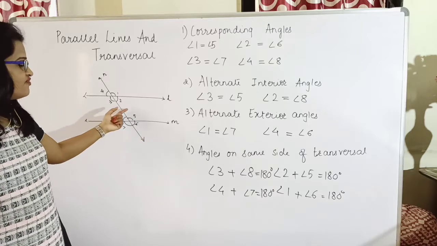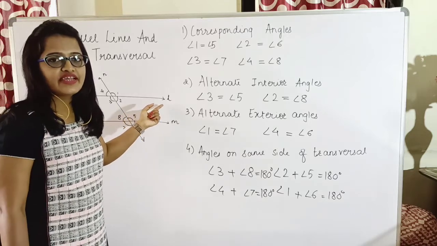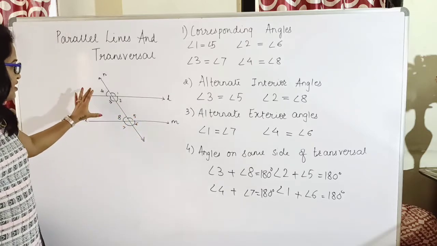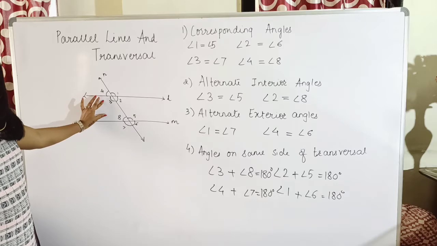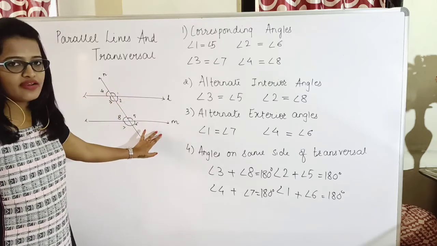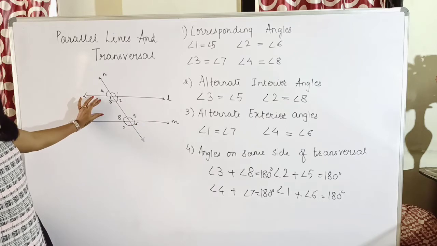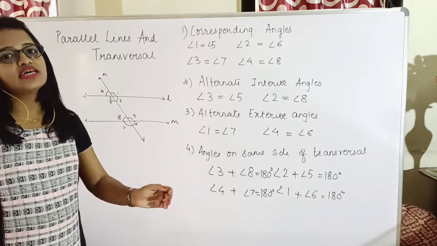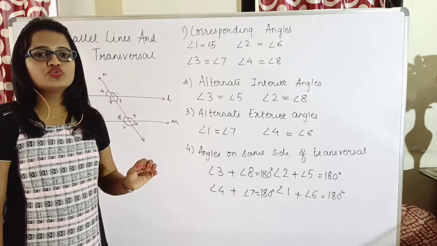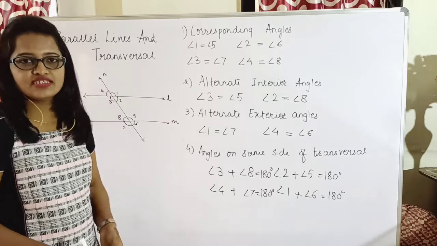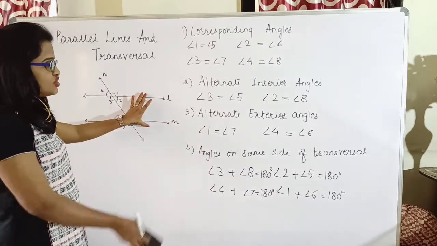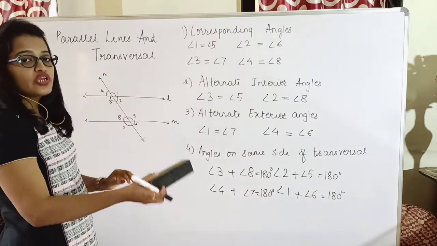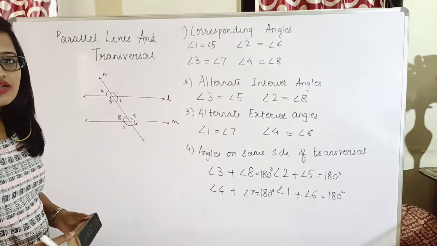Why? Because 3 and 5 are the alternate interior angles for lines L and M. Again, if angle 3 plus angle 8 is 180, again I will say yes, L and M are parallel. Why? Because these two are the interior angles present on the same side of transversal, and since they are supplementary, they are parallel, because only for parallel lines the condition exists. So from parallel lines you can tell all these relations. Similarly, if these relations are present, you can also verify whether the two lines are parallel or not.